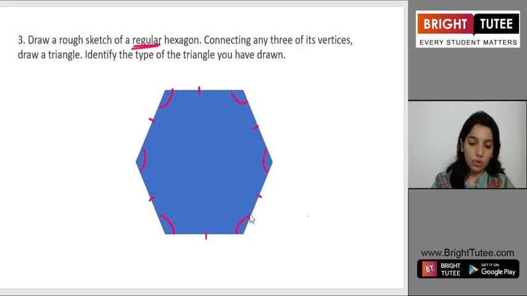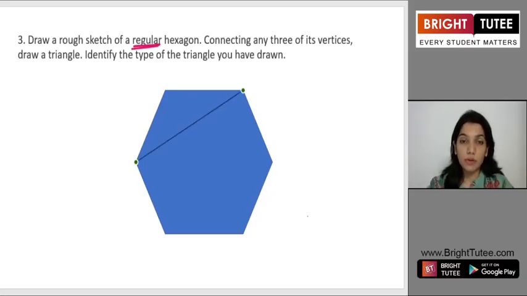Now what they want me to do is, I'll just erase all this, not required. Okay, so what they want me to do is that I need to draw a triangle in this image, and it is saying connecting any three of the vertices. So let me just draw here. So this is the diagonal that I have drawn.